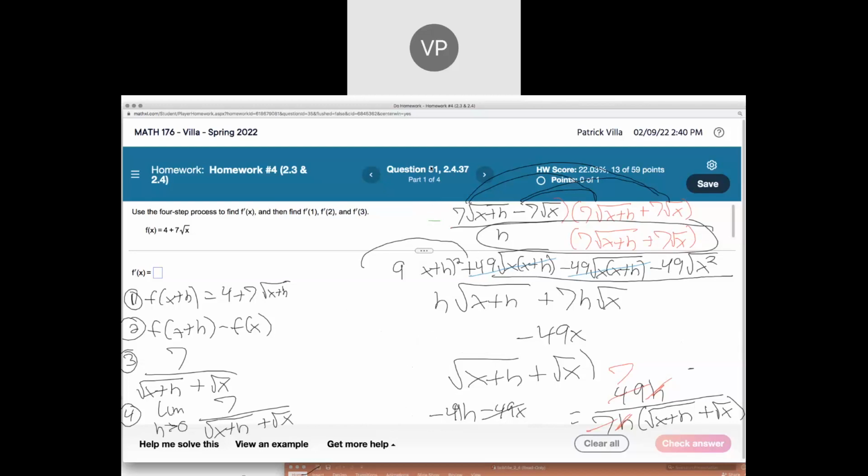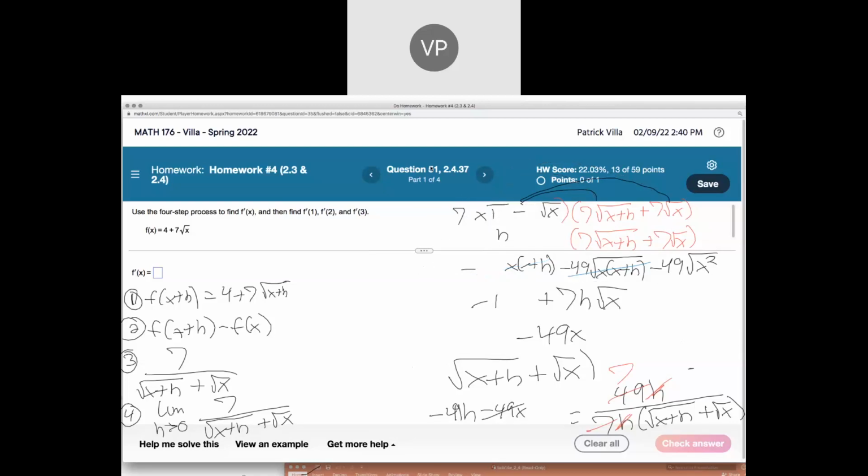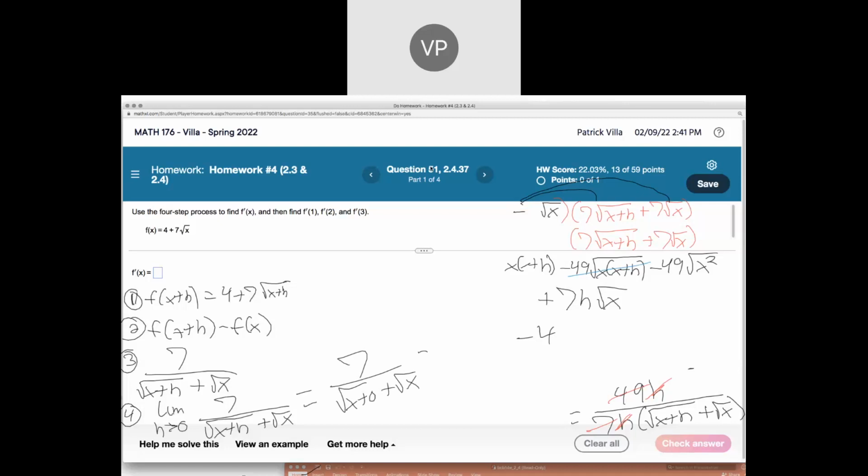So we have some expression. We found the f of x plus h minus the f of x. We divided it by h. And after all this ugly work, we got it to cancel off. And now we have one expression where we say, well, what is that expression as h approaches 0? And now all it takes is, even though there's an h on the bottom, I can still plug in a 0. I get 7 over root x plus 0 plus root x. That's 7 over 2 root x.